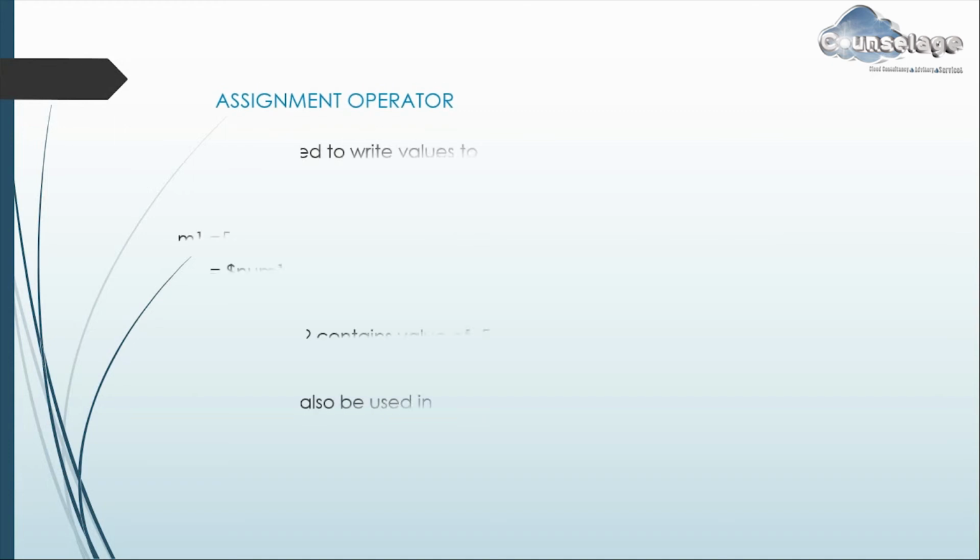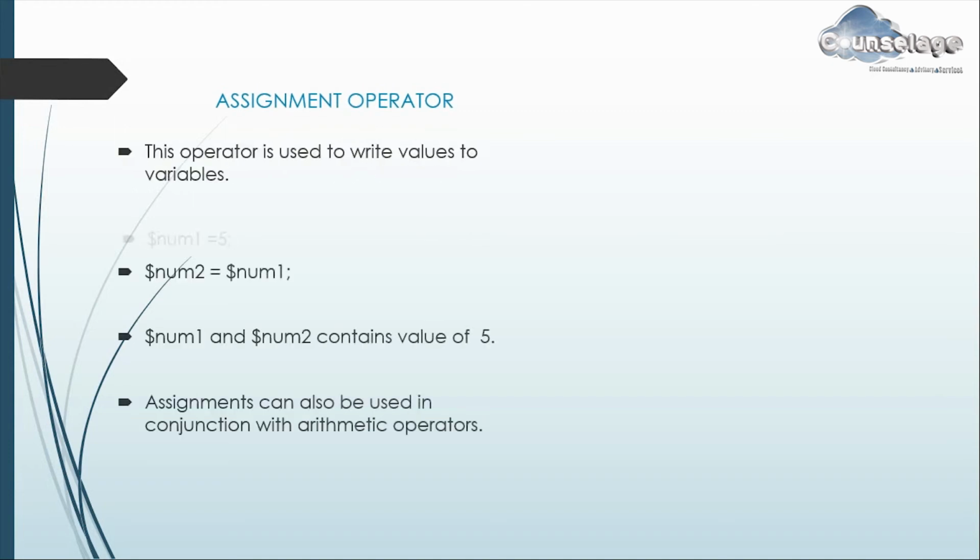Assignment operator. This operator is used to write values to variables. Here, variable num1 is assigned as 5, num2 as num1. So here both num1 and num2 variables contain the value of 5.